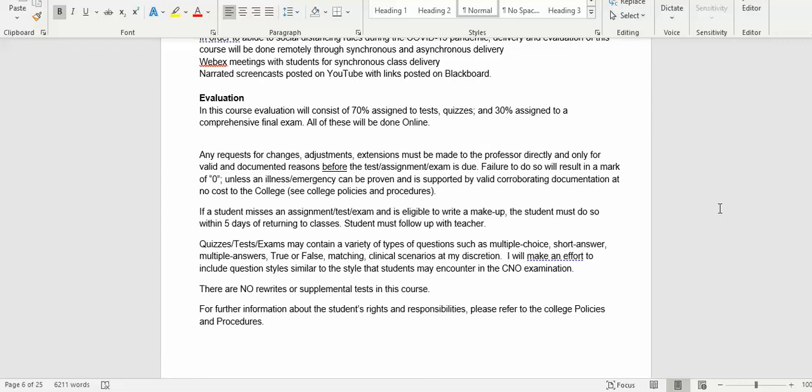Now, if you have accommodations, please let me know in advance, and any extra time that your accommodations require will be allotted to the quizzes and the tests and the exam. But I need to know that in advance. In this course, there are no rewrites or supplemental tests.